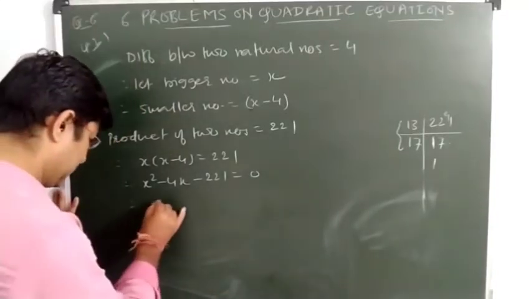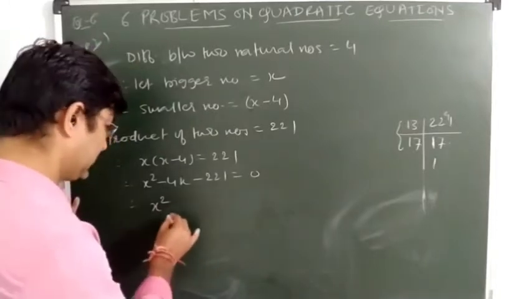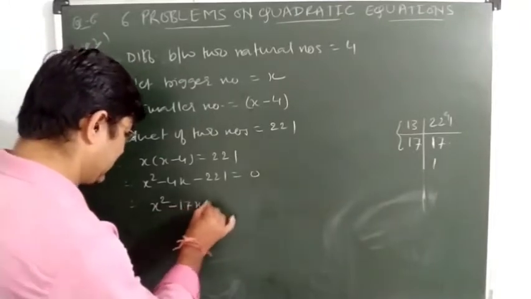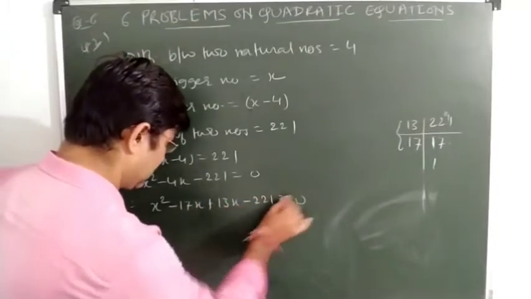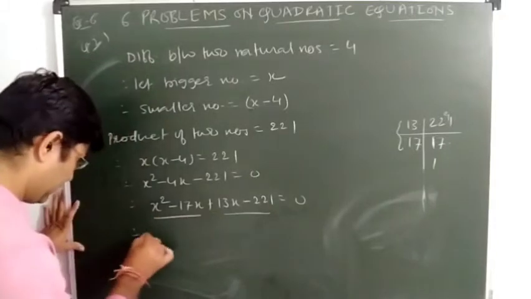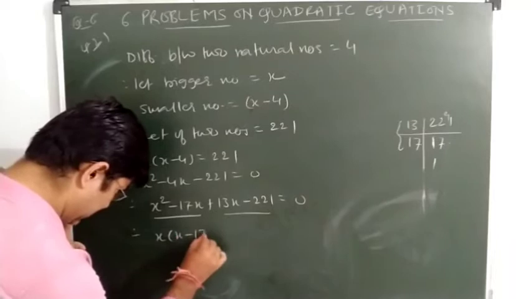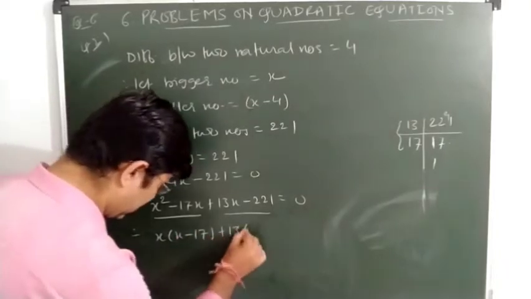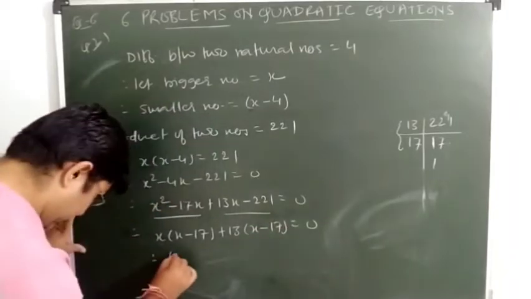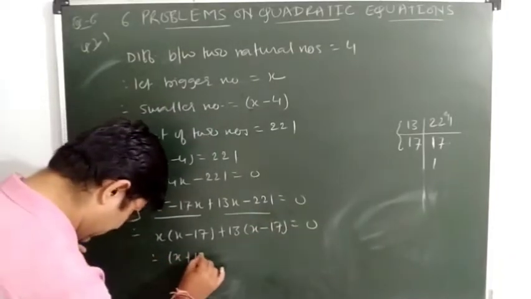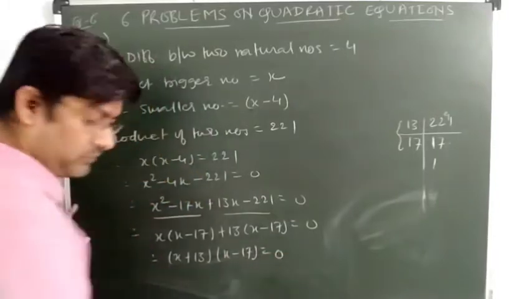So we can write x square, we have got the two factors, minus 17x plus 13x we can write. Clear? Make pairs and take common. So x common, x minus 17 plus 13 common, x minus 17. Therefore x plus 13 into x minus 17 is equal to 0.